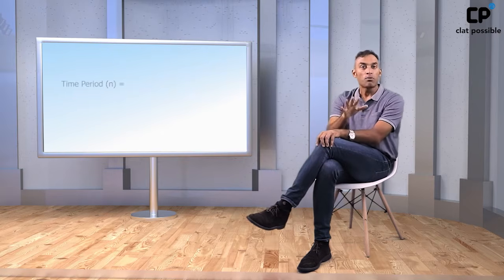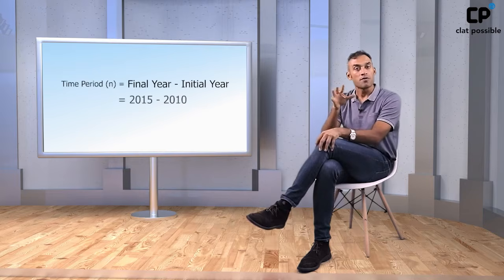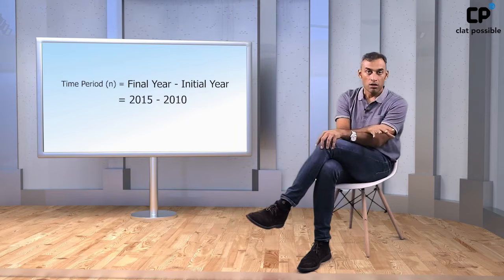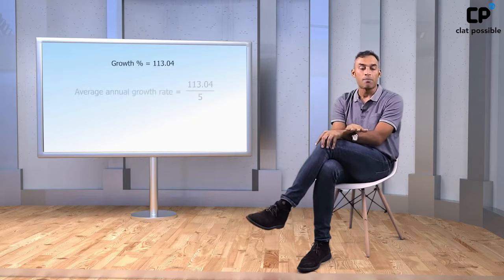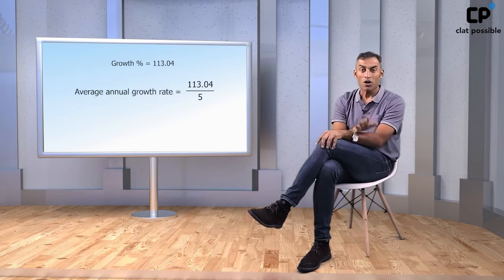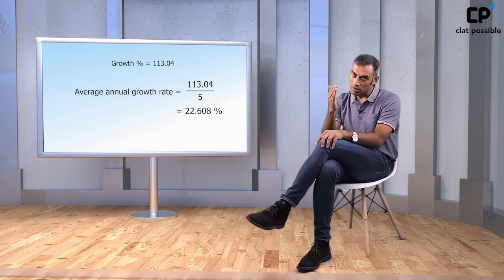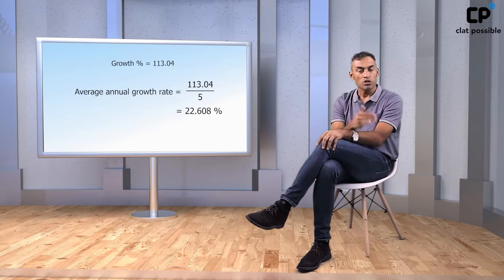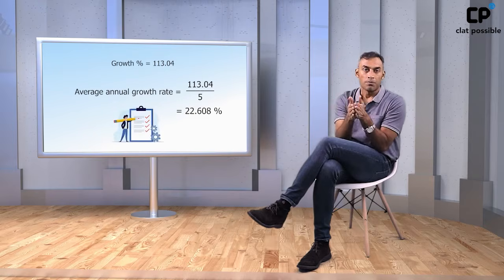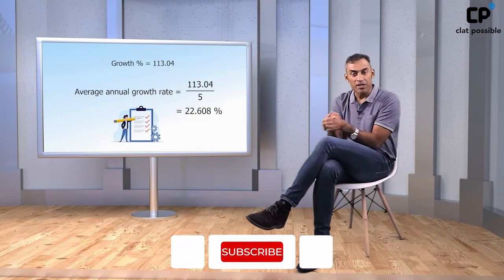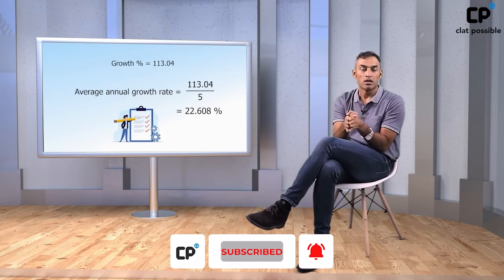To calculate the number of time periods, it will be 2015 minus 2010, which is final year minus the initial year, and that's 5. So we got 113% as a growth percentage, and we'll divide it by 5. Now we know 113 divided by 5 is going to be slightly more than 22% and slightly less than 23%, because 5 22s is 110 and 5 23s is 115. So we're going to look at an answer choice which is between 22% and 23%, right? That's where the answer would be.